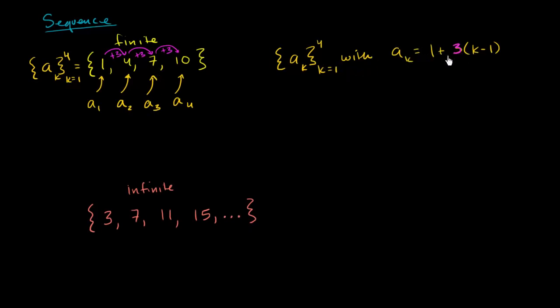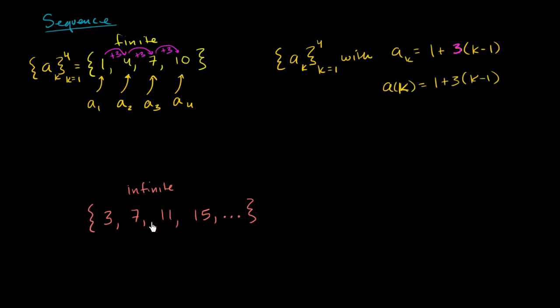I want to make it clear. I've essentially defined a function here. If I wanted it in more traditional function notation, I could have written a of k, where k is the term that I care about. A of k is equal to 1 plus 3 times k minus 1. This is essentially a function where an allowable input, the domain, is restricted to positive integers.